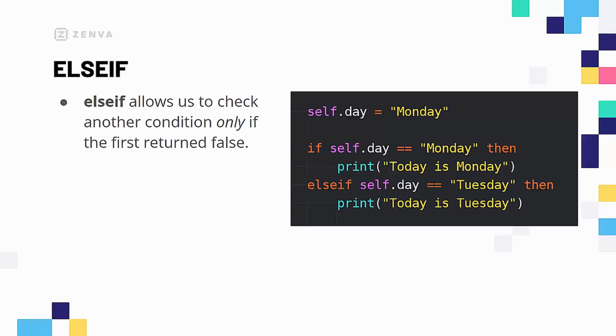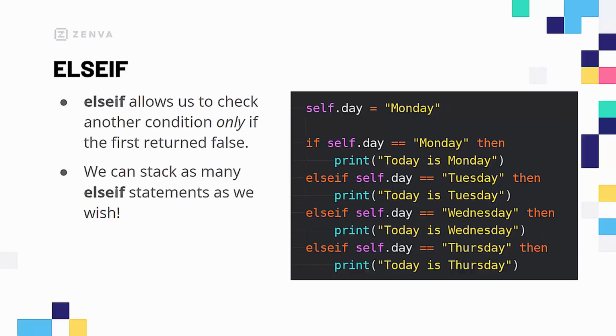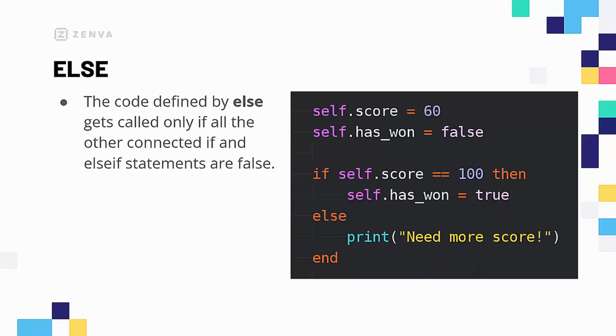Now, what's great about these is that we can stack as many else if statements as we wish. Okay, as you can see here, we can just go if, then else if, else if, else if, and you can keep going as far as you'd like, okay? But there's also another thing that we're going to learn about, and that is the else statement, okay? Basically, whatever code you put inside of else is going to run if all the above connected if statements and else if statements are false, okay?